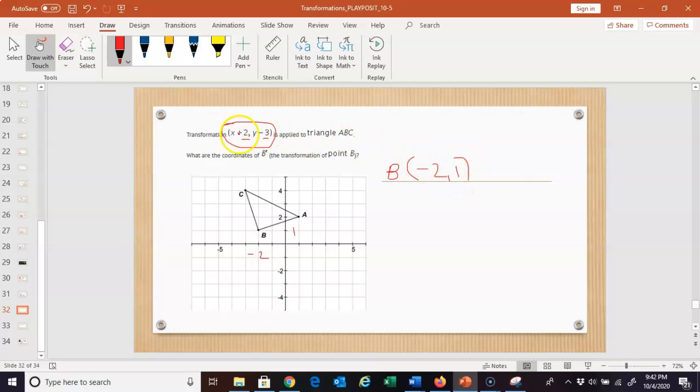So all we have to do is apply this transformation, this rule. This is one way you'll see the rules written. So I'm just going to add 2 to my x value, and I'm going to subtract 3 from my y value. -2 plus 2 is 0. 1 minus 3 is -2. That's the new B prime. I just applied the rule. That's it.